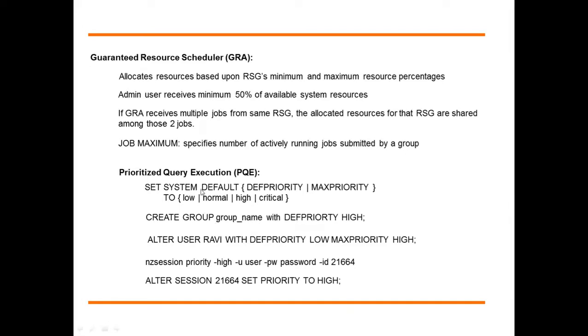A user priority can be set at a system level, group level, user level, or session level. It takes priority from the lowest level up. So whatever I set at a session level overrides user, which overrides group, which overrides the entire system. Now GRA does nothing more than what we learned in the previous slides; it just sets those numbers.